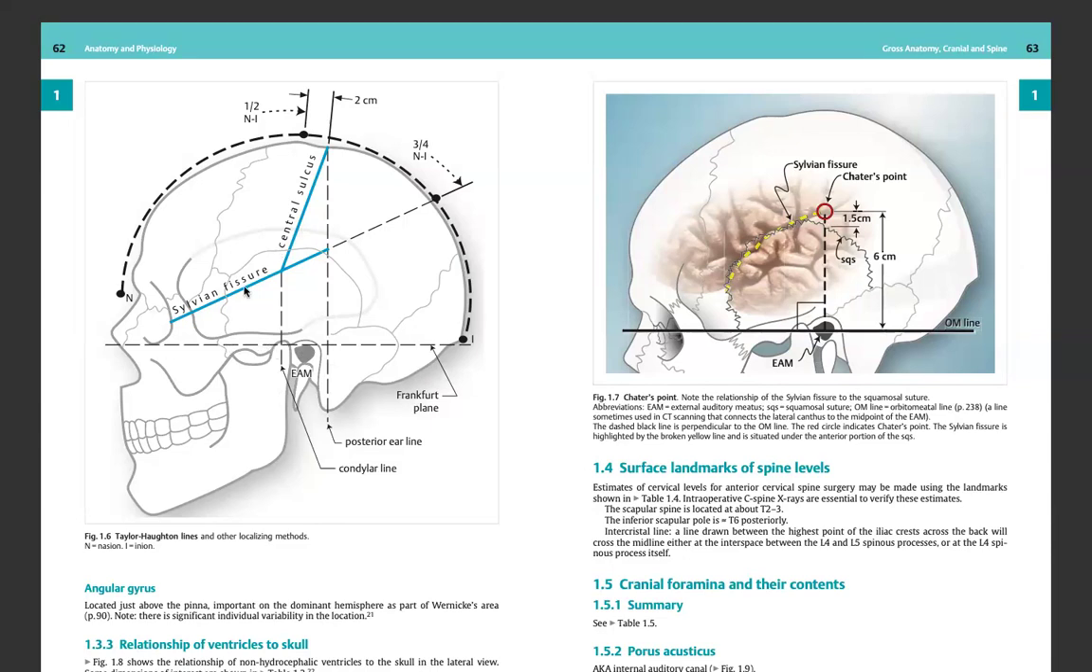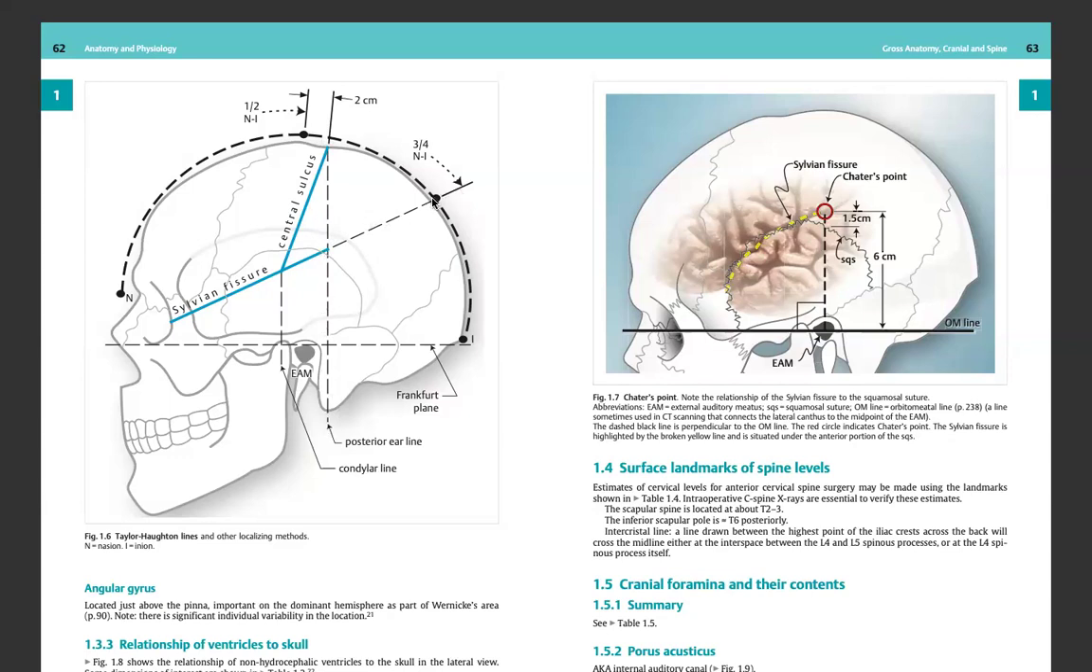So, the Sylvian fissure. After you've done all this craniometry, you've measured your, what do they call it now? Posterior ear line. Posterior ear line is usually 2 cm behind the half of your nasion to inion line, right? So half of it, 2 cm behind that half, corresponds to the posterior ear line. Then with your posterior ear line in place, you draw your posterior ear line.